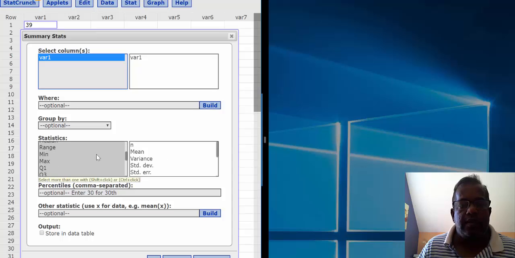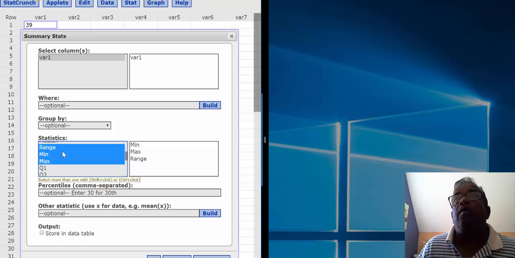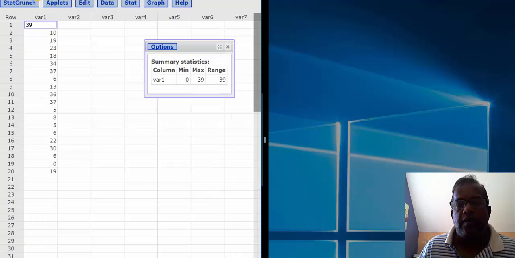So what we need is the minimum, the maximum, and the range. You can use Control to select them, and then you select Compute. So you get a minimum of 0, a maximum of 39, and a range of 39.